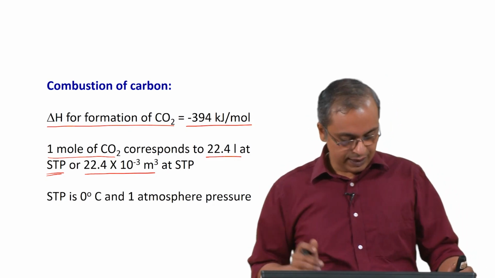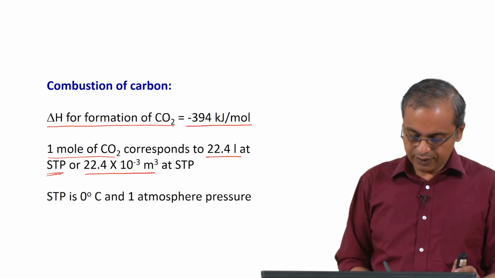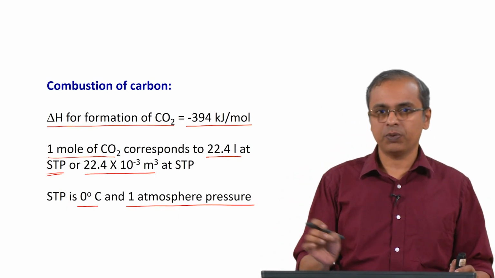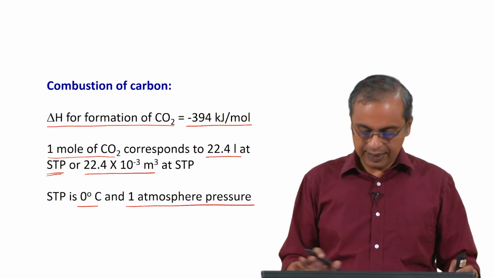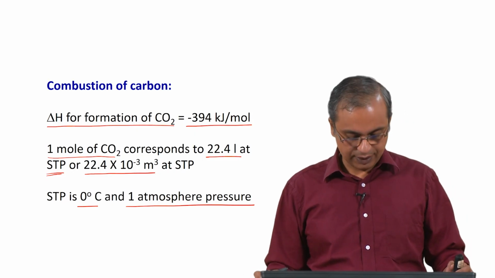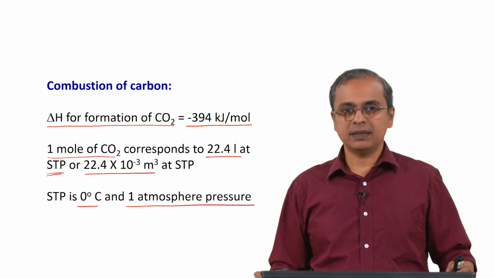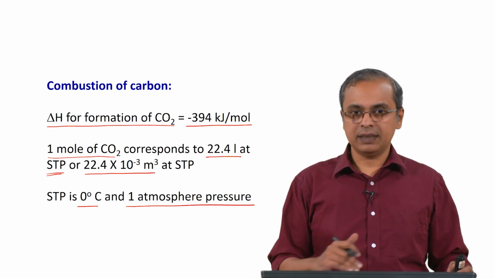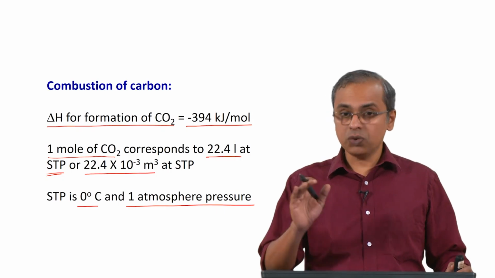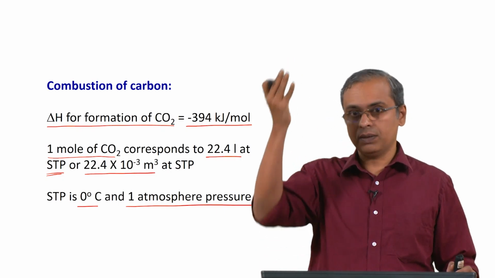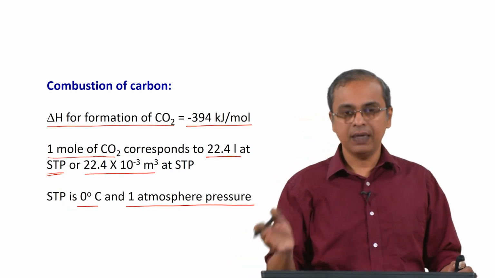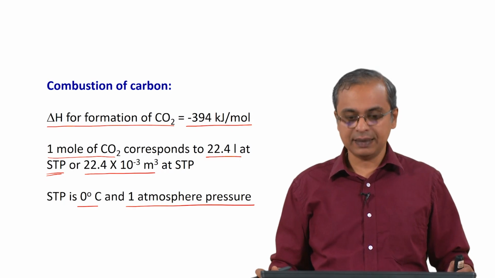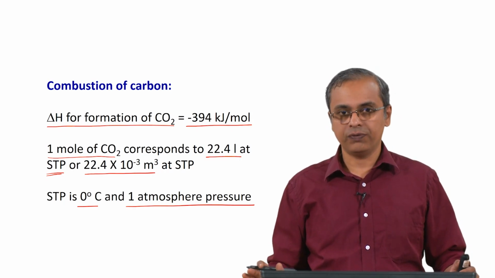Now, STP is defined as 0 degrees C and 1 atmosphere pressure. Actually, 1 atmosphere is now a little bit of an approximation, but in any case, we can assume that to be the correct definition as of now. It is 0 degrees C and 1 atmosphere pressure. That is a pretty good set of conditions to go with. So, under those conditions, at 0 degrees centigrade and 1 atmosphere of atmospheric pressure, 1 mole of carbon dioxide will occupy 22.4 into 10 power minus 3 meter cube, or 22.4 liters.